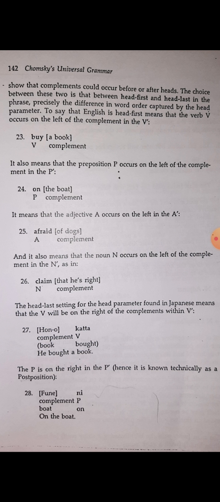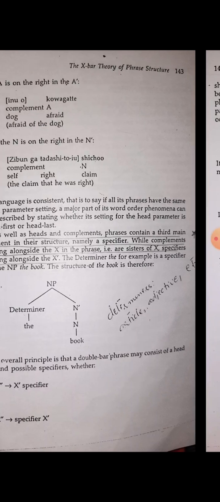And then this was about the English language, but in Japanese you can see that the verb is last. Hon means book, that is a complement, and then bought: he bought a book. Fine. So the verb is head last, while in English the head comes first, in the beginning of the phrase rather.